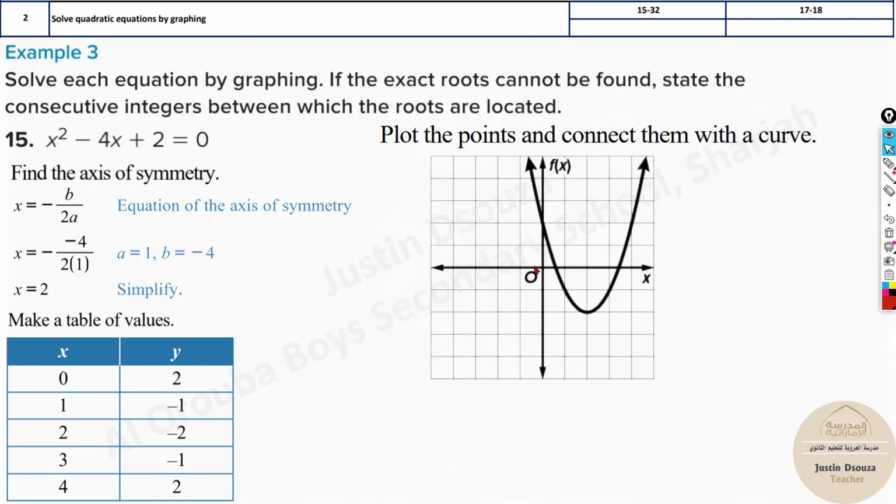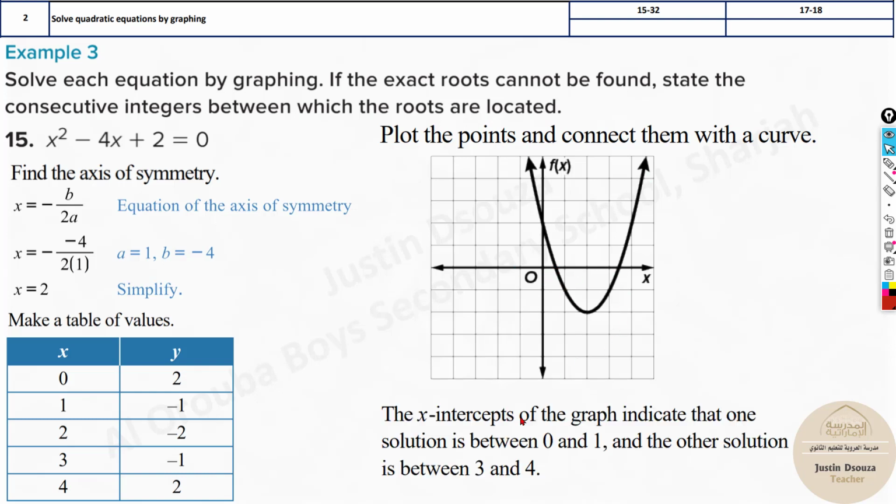And now where does it pass the x-axis? At this and this. So you can tell the answer is between 0 and 1, and 3 and 4. Now the same thing can be done in the calculator.